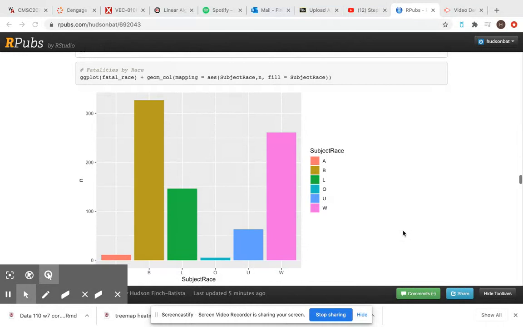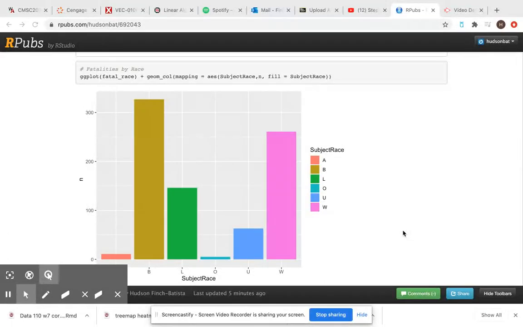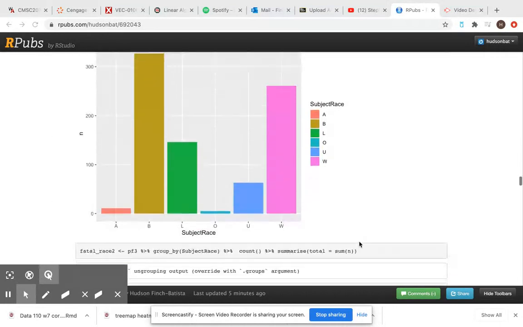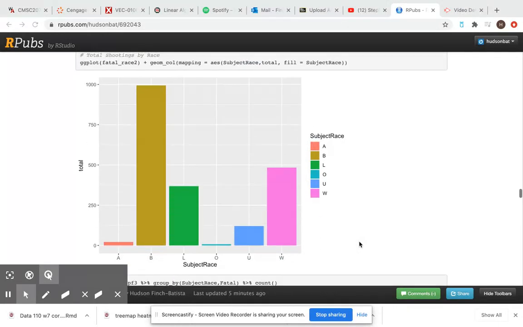One of the interesting things that I found just through simple preliminary EDA was that more Black people were killed than white people, which is obviously surprising considering they make up a minority of the population at 13%. And when you looked at total shootings, the disparity got even larger.